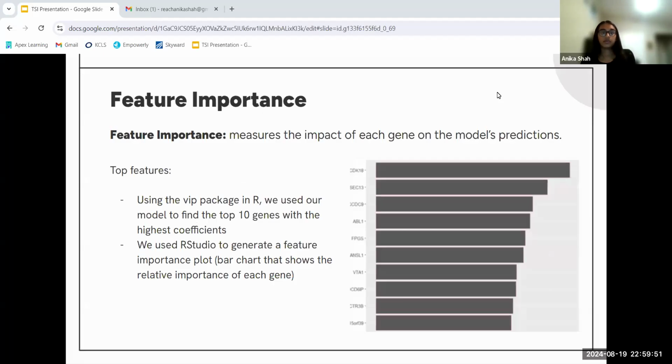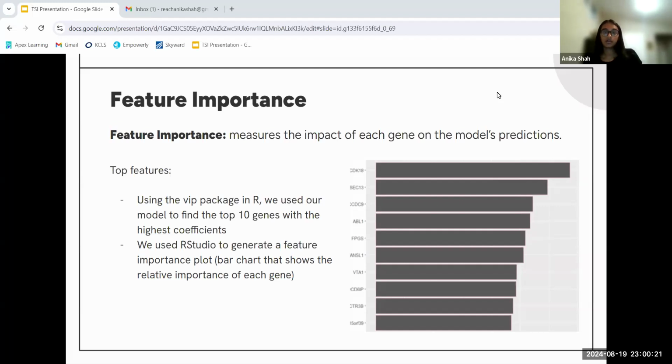Moving on to feature importance. Feature importance is the measure of the impact of each gene we found on our model's predictions. By identifying the genes with the greatest impact, we can focus on them for further research. In our analysis, we identified several key genes that significantly affected the model's performance. To visualize this, we created the feature importance plot on the right, showing the relative significance of each gene on our model.